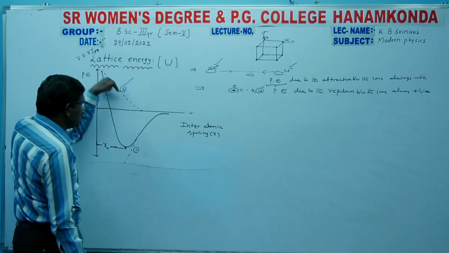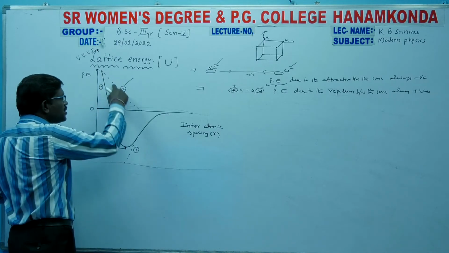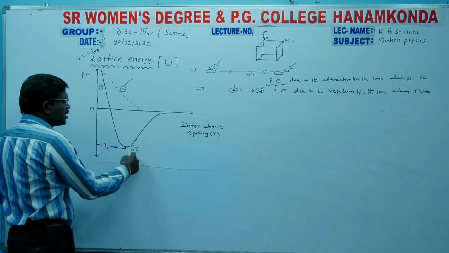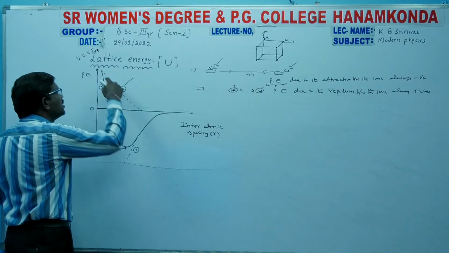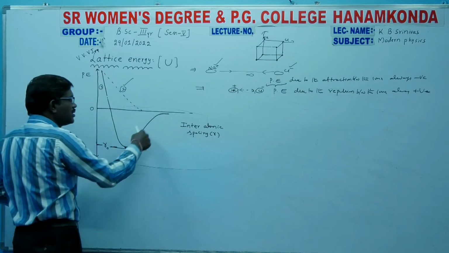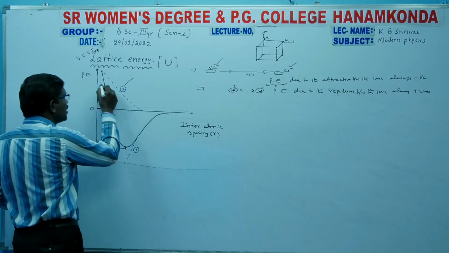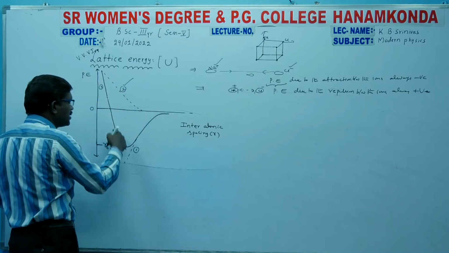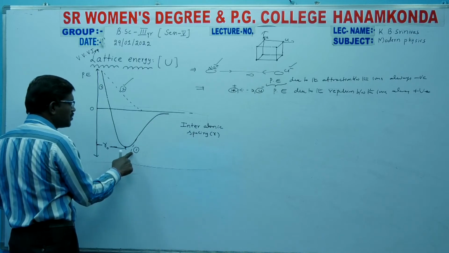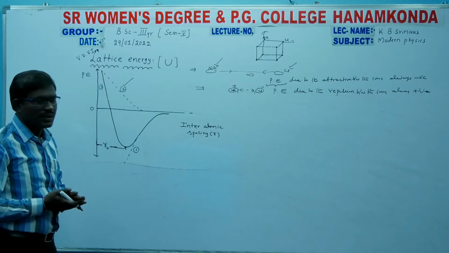This is positive. So the resultant of these two curves, the resultant potential energy of these two forces, I am representing by this curve. Curve 3, this is curve 3. Curve 3 is the resultant potential energy due to curve 1 and curve 2. Is that clear? Right.